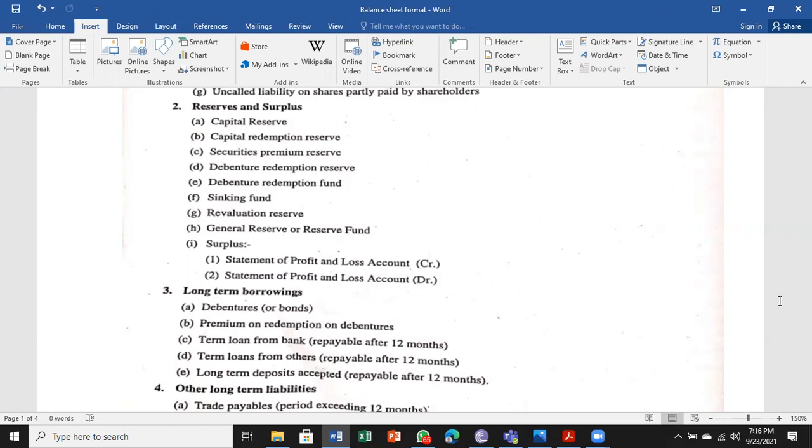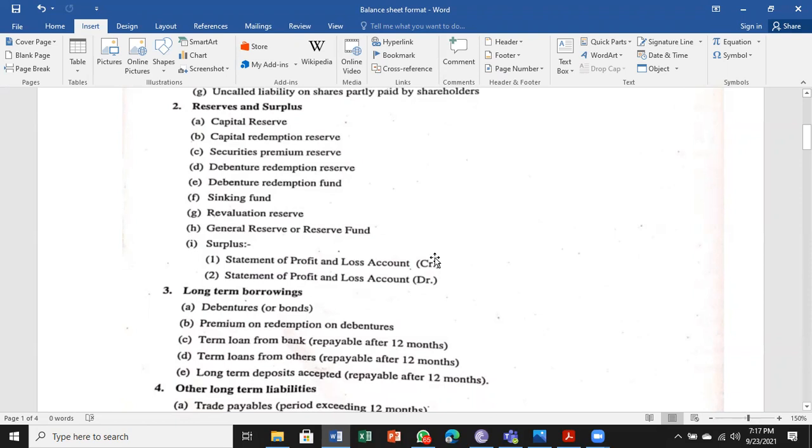Then surplus. Surplus is what we see in the statement of profit or loss, credit. We have done problems on the income statement where you have seen the profit after tax. If the amount is in plus, that is called credit, that is, income is more, net profit after tax. If there is a minus value, it is called net loss after tax, and that is going to be called debit. So a loss is debit and a profit is called credit.